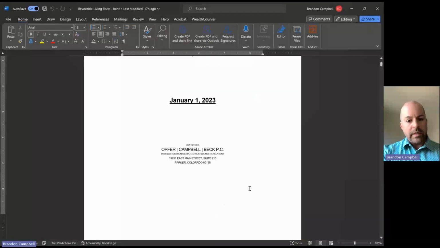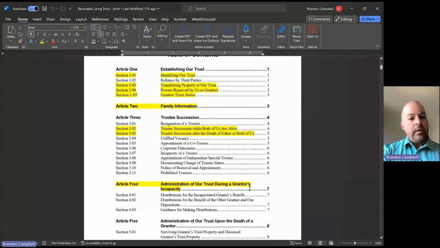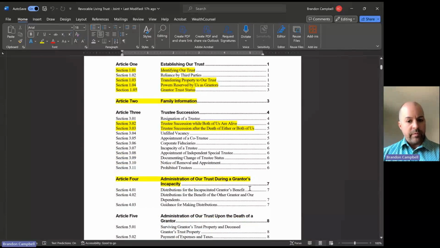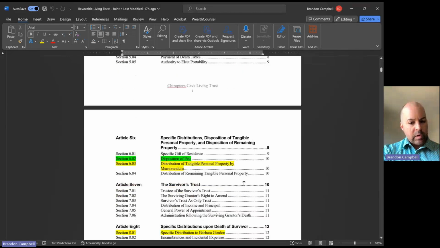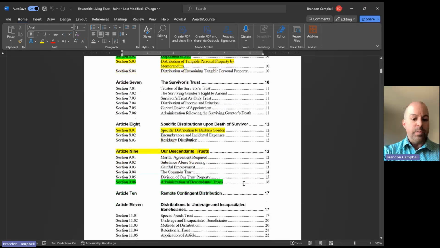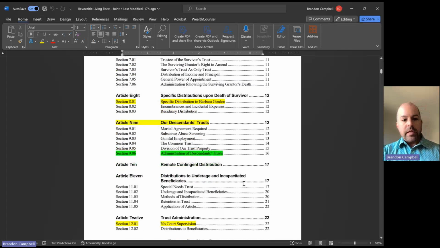But what you want to keep in mind is that generally speaking, and your situation might be slightly different, it's only going to be about the first third of the trust length that is going to apply to you. Typically, this is going to be everything through the article that's going to be called our beneficiaries trust or our descendants trust. And then occasionally it might even go through the final article that we're seeing here, Article 10, which is called remote contingent distribution, depending on the decisions that you make.